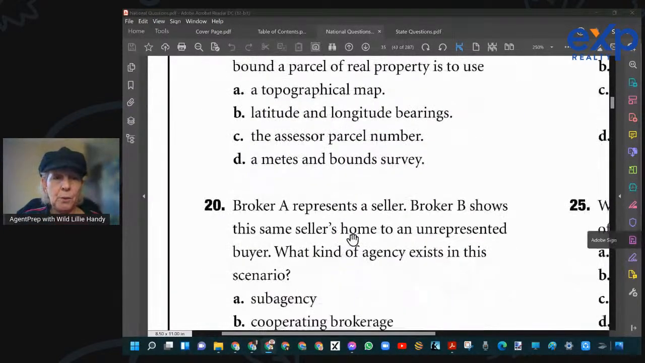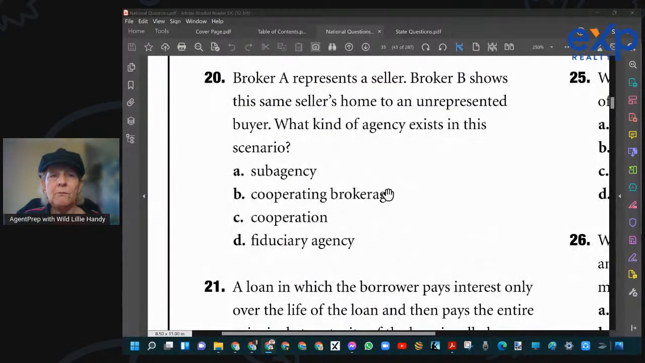All right, number 20. When we don't use certain things regularly, we don't think of the words. We don't use the government rectangular system here in Texas.